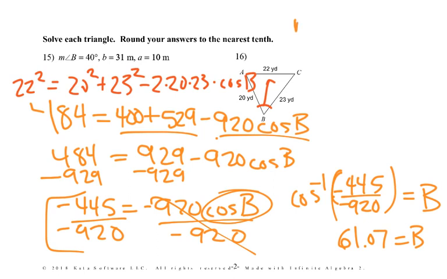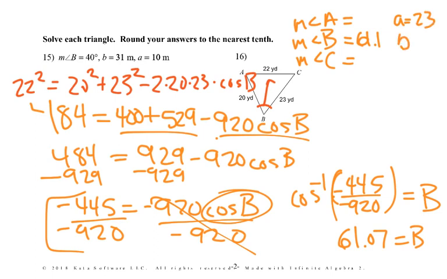So again, we have measure of angle A, measure of angle B, measure of angle C. I now know B is 61.1. I have A, which was 23, B, which was 22, and C, which is 20. Okay, and now I'm done with the law of cosines. I could use it again, but I'm not going to.